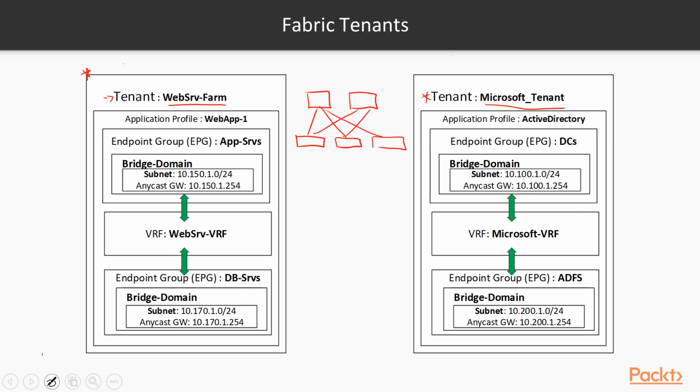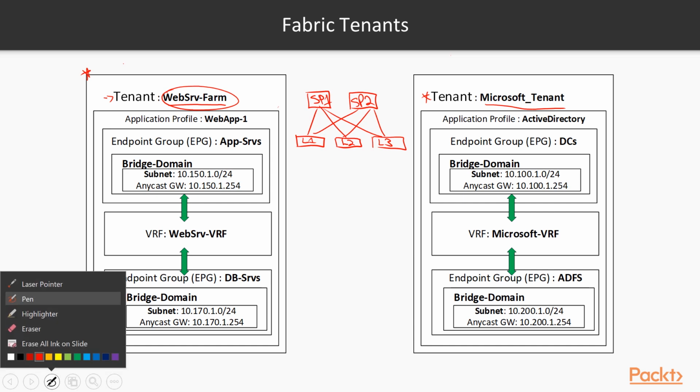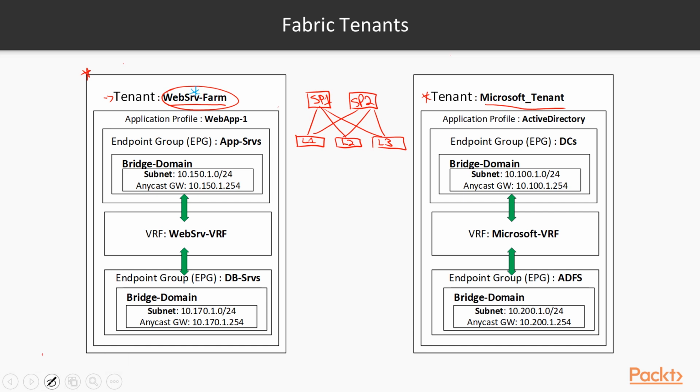They are both communicating in my same ACI fabric, but this is all happening on top of my physical equipment. The web server farm is going to allow resources in the web server farm to communicate in the fabric with each other, right? So let's say web server farm is blue, and let's change the Microsoft tenant to be green.